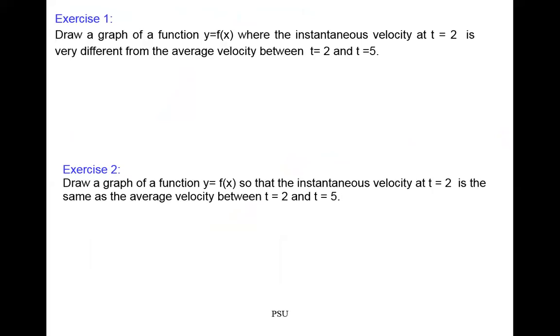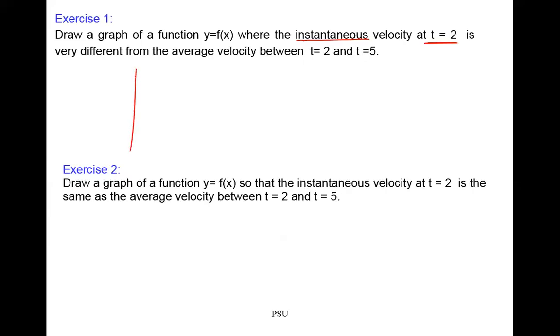Draw a graph of a function f of x where the instantaneous velocity at 2 is very different from the average velocity between 2 and 5. Please notice that if we're talking about the instantaneous rate of change, only one point is important. That's the whole idea of calculus, the changes at one point. We always define the rate of change exactly at one point. If the average rate of change is involved, we always need 2 points.